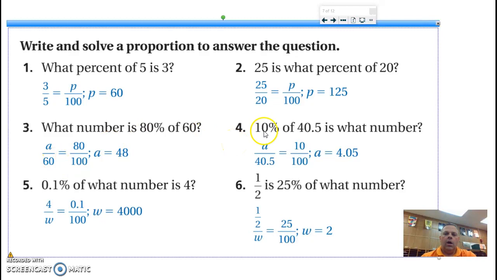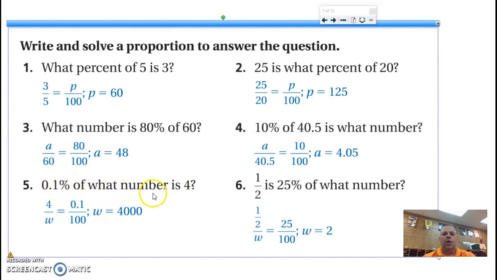Number 4. I do not know what number is the part, so that is A. The whole is 40.5, so I have 40.5 there. 10% is 10 out of 100. When I multiply this and divide by 100, I get A equals 4 and 5/100, 4.05.